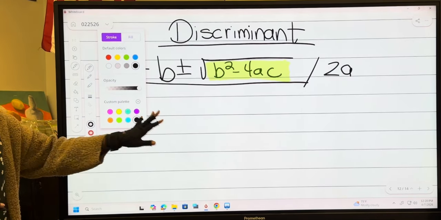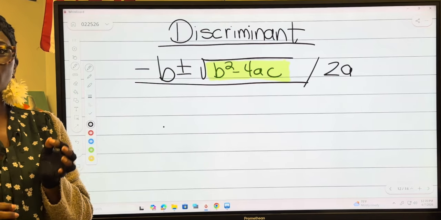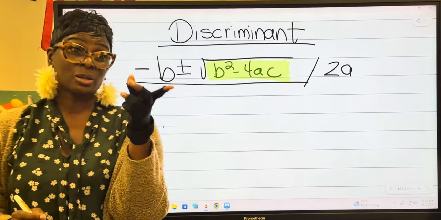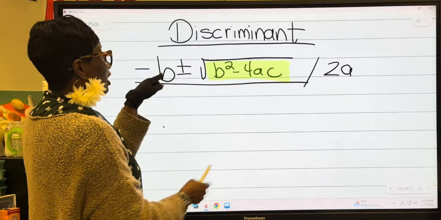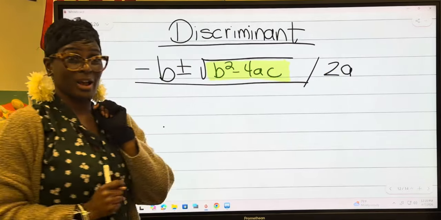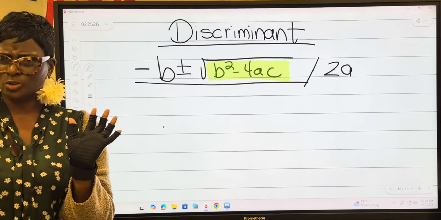So this is called the discriminant. Why is that important? Now I want you to think about what we talked about the other day. How do I find the x of the vertex? Negative b over what? 2a, right? That's part of the quadratic formula.